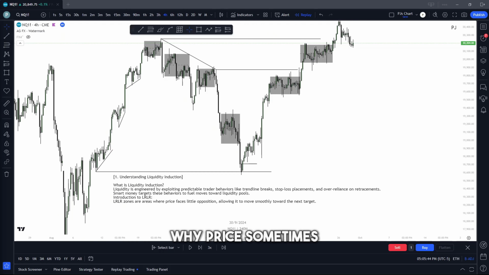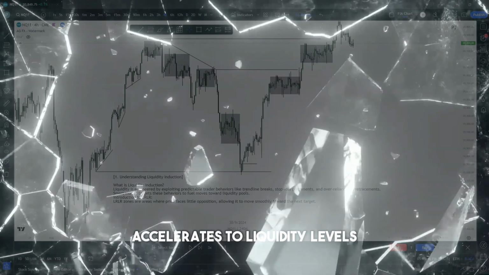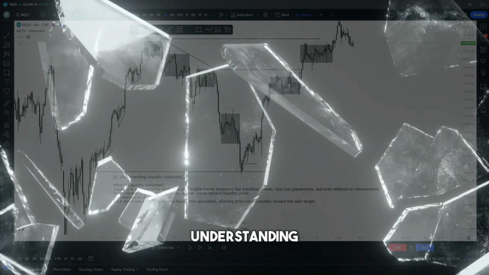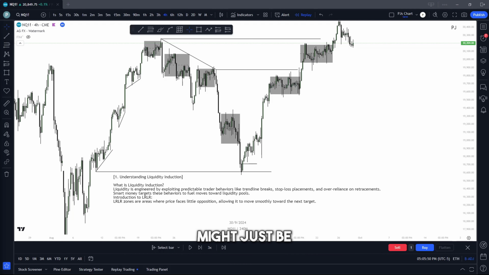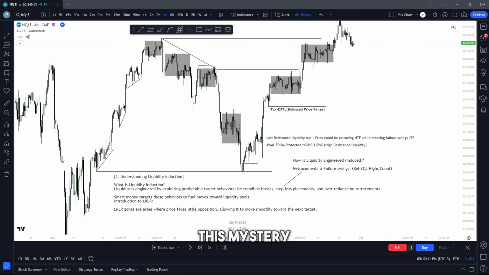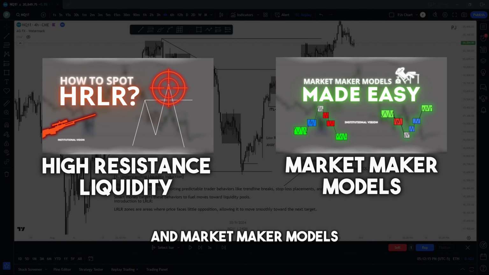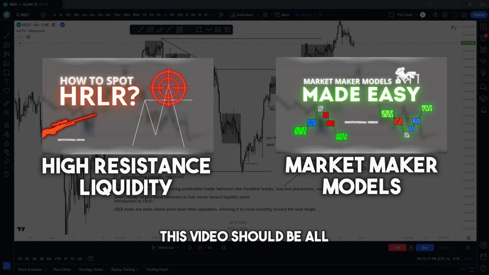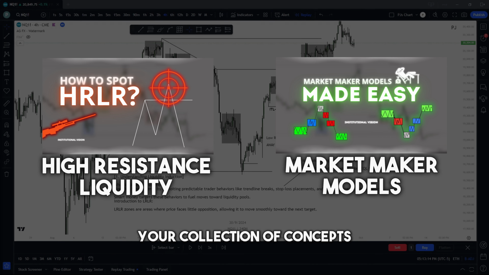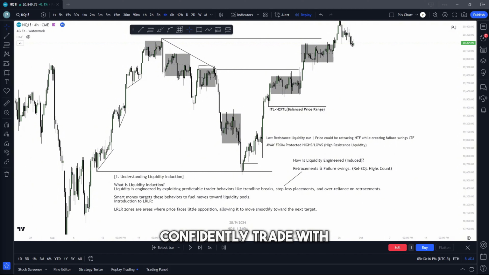Do you know why price sometimes accelerates to liquidity levels instead of retracing? Understanding low resistance liquidity might just be the key to unlocking this mystery. If you've watched the previous video on high resistance liquidity and market maker models, this video should be all you need to complete your collection of concepts and be able to confidently trade inside of the market.